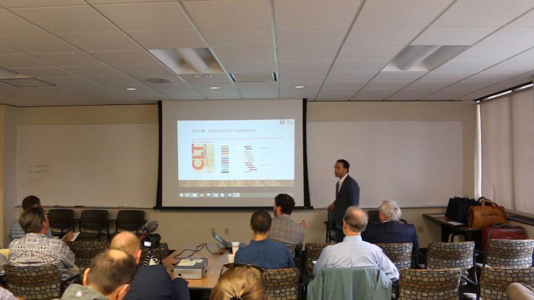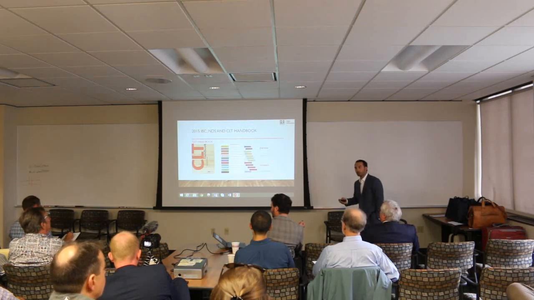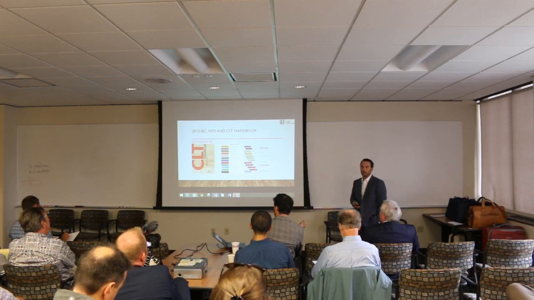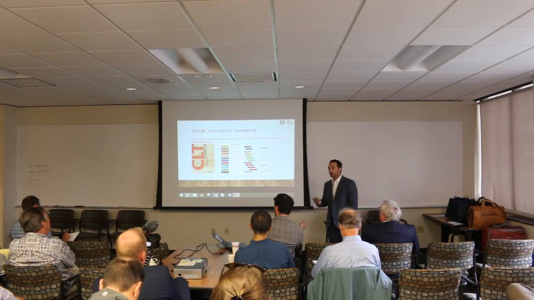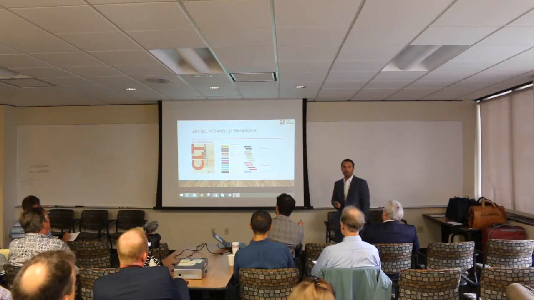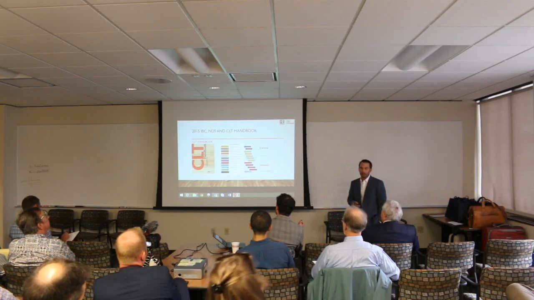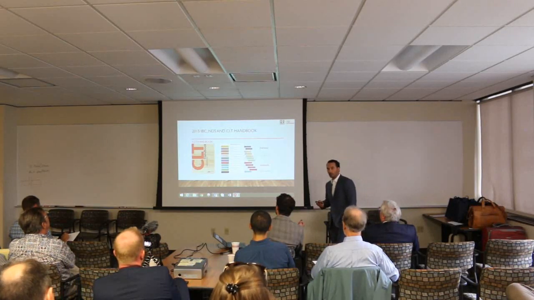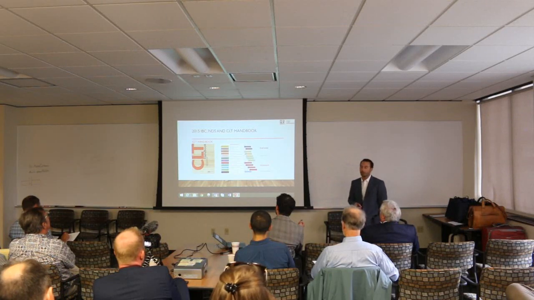There we go. Next is the CLT handbook. Because the NDS is so short and it's not really covering the structural properties, it's not going to tell you how to design for connections, for gravity, for lateral. What you're going to do is turn to the CLT handbook, and this is really kind of the Bible for CLT right now. It's not just for the structural guys, it's for architects, it's for contractors, it's for everybody.